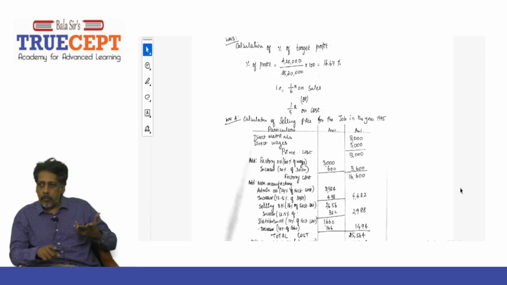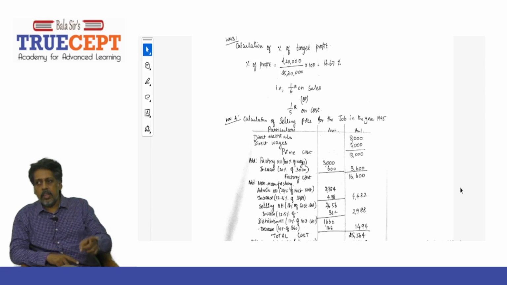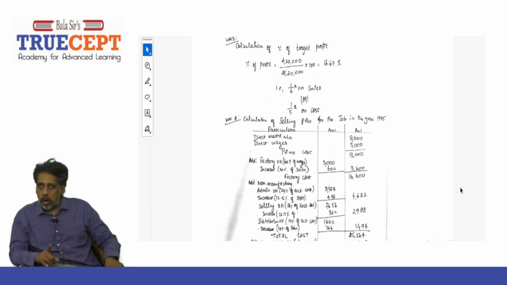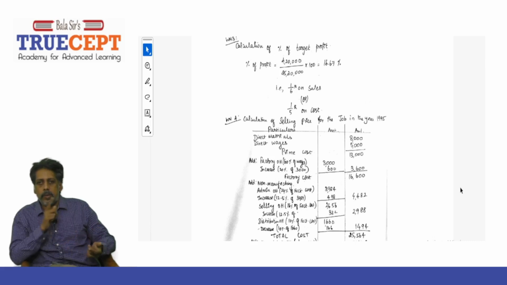Now tell me, in the year 94, what is the profit made? 4,20,000. And what is the sales? 25,20,000. So what is 4,20,000 upon 25,20,000 into 100? It will work out as 16.67%. Guys, if you want, you can also calculate the profit as a percentage on cost. Example, 4,20,000 upon 21 lakh cost, the total cost, into 100. How much? 20%. Is that clear?